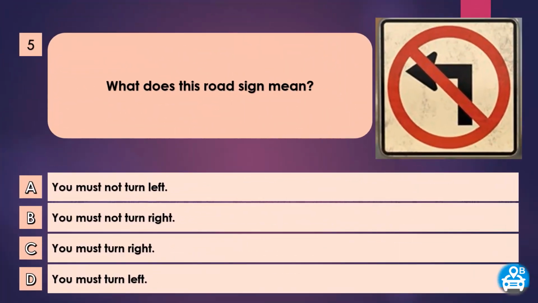What does this road sign mean? A. You must not turn left. B. You must not turn right. C. You must turn right. D. You must turn left.